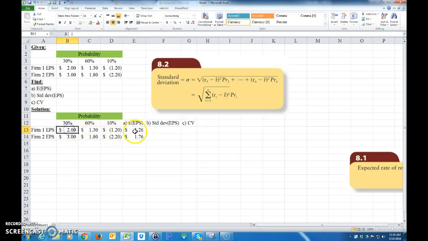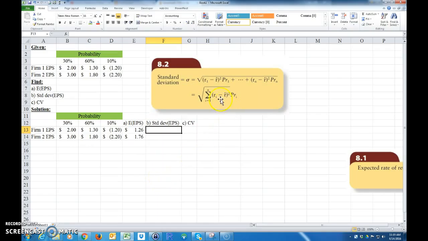I have to take this minus this, and then I have to square it, and then I have to take it times this. And I have to take this minus this. I have to square that difference, and then take it times this. And I have to take this minus this. I have to square it, and then take it times this, and I take the square root of all that. Well, you have to add them all together and take the square root. So I'm going to show you a shortcut formula.